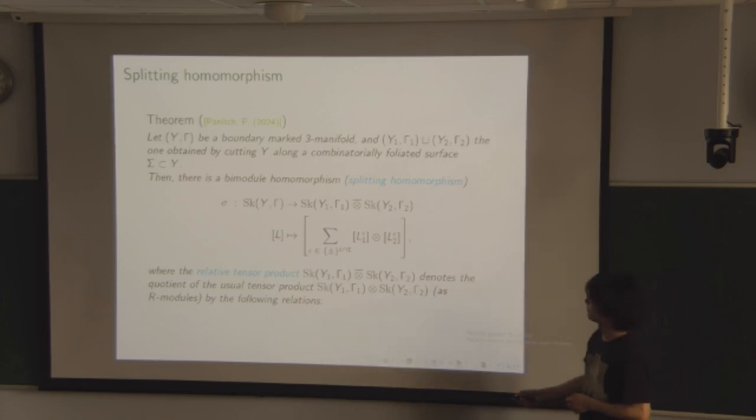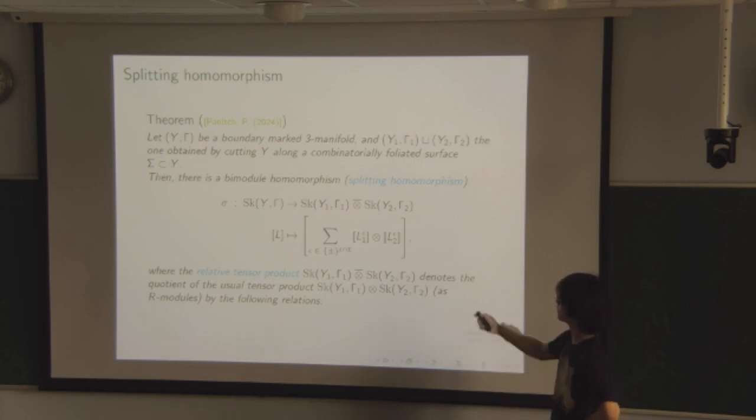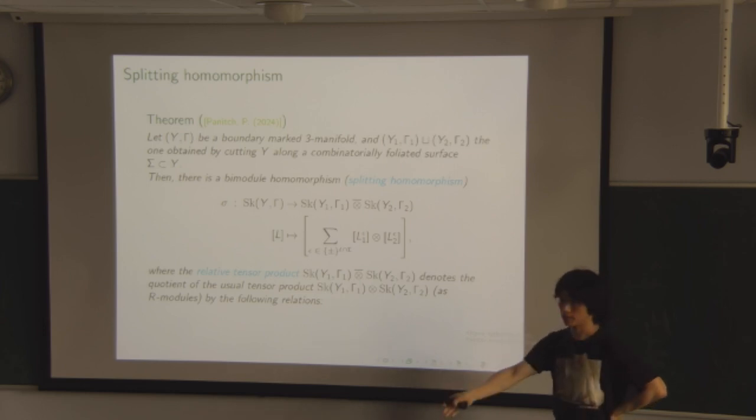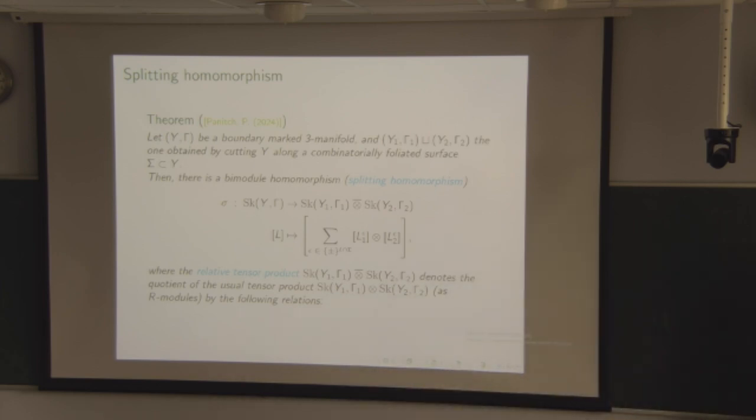Okay. Now, we've shown the theorem. It's a version of a splitting map for 3D, and it works in the following setting. So starting from a boundary marked 3-manifold, we split it along a combinatorially foliated surface. So just to give you a sense of what it's like, let's say we have our 3-manifold Y. It might have some boundary markings.